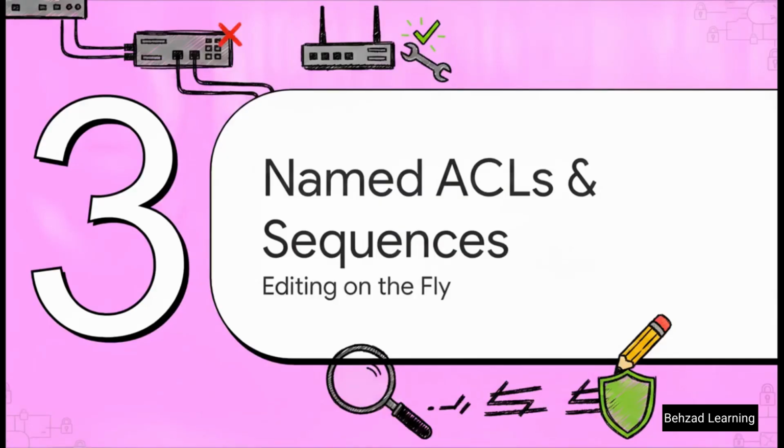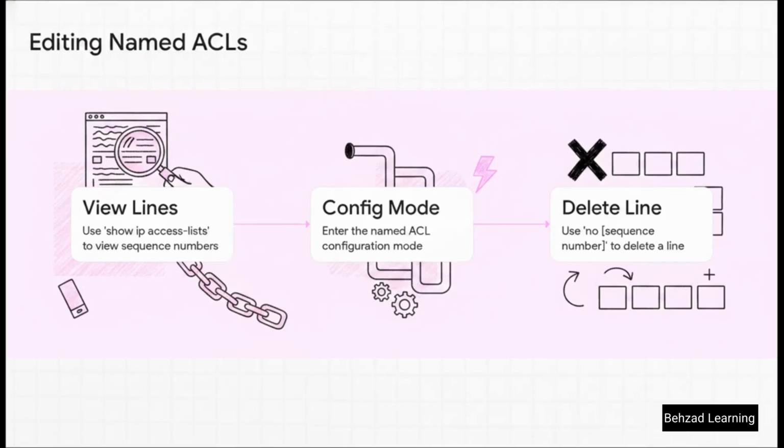All right, Section 3, named ACLs and sequence numbers, or how we edit on the fly. So how do we fix a typo without bringing down the whole network again? Back in the day, standard numbered ACLs were incredibly rigid. If you made a mistake on line 3 of a 20-line ACL, you had to negate the entire thing, wipe it out, and retype all 20 lines from scratch.